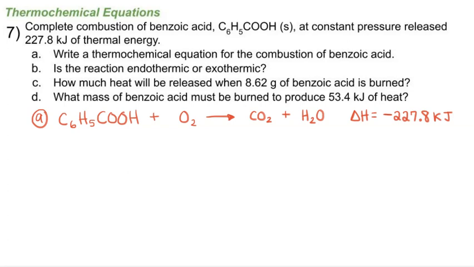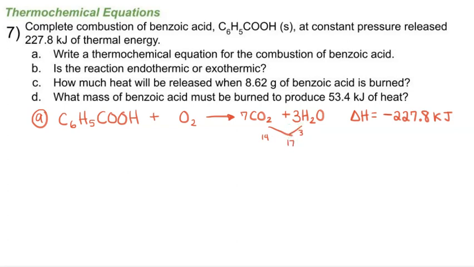Okay, now we need to balance our equation. So first I will start by balancing out the carbon. So I have 6 plus 1 carbon, so that's going to be 7 carbons. And then I will balance out the hydrogen next, so 5 plus 1, so that's 6 hydrogens. So I'll put a 3 there. And then we do need to balance out oxygen, so we have 7 times 2, 14 oxygens, plus 3 oxygens, so that's 17.